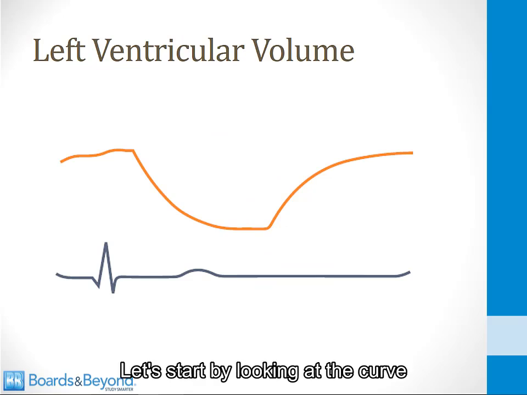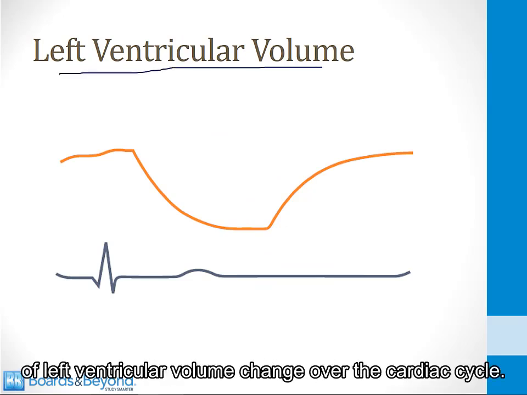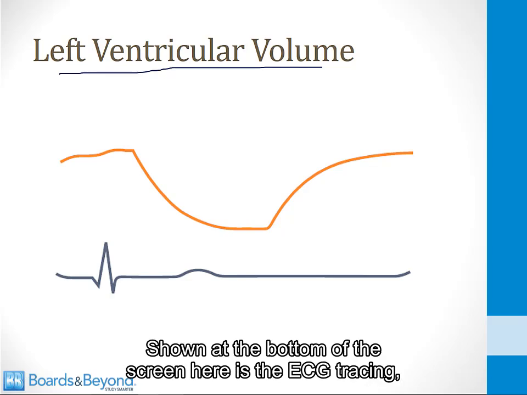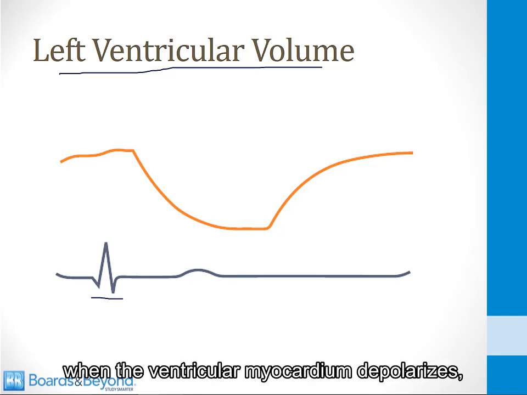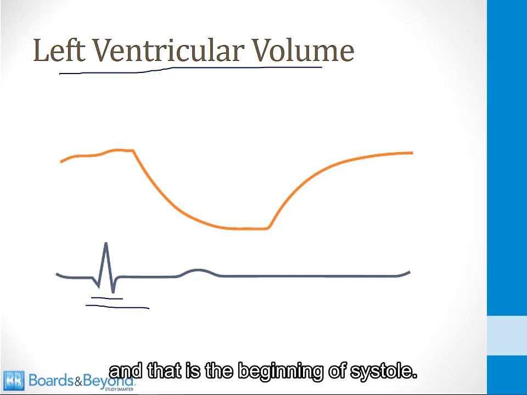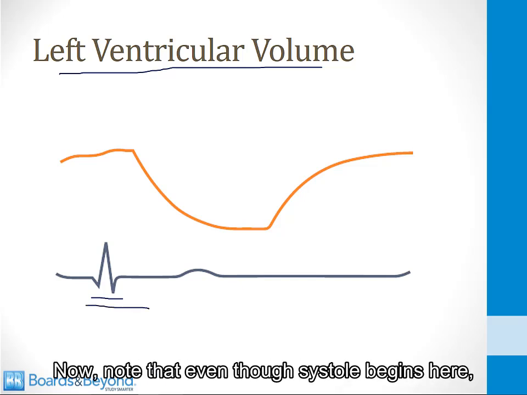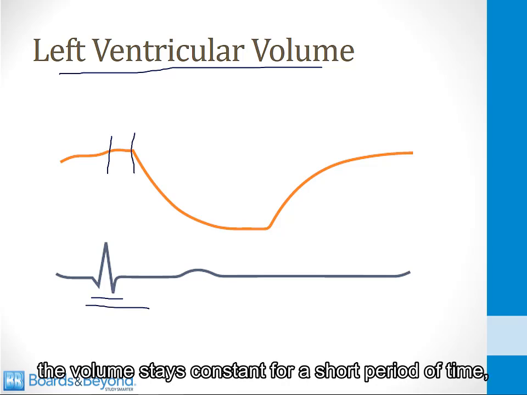Let's start by looking at the curve of left ventricular volume change over the cardiac cycle. Shown at the bottom of the screen here is the ECG tracing, and this is the QRS complex. So the QRS complex represents the start of ventricular systole. When the ventricular myocardium depolarizes, that generates the QRS complex, and that is the beginning of systole. Now note that even though systole begins here, the volume stays constant for a short period of time.